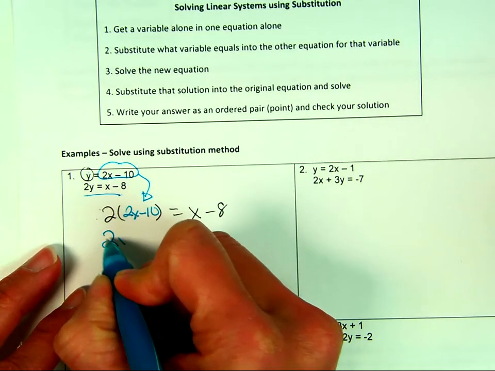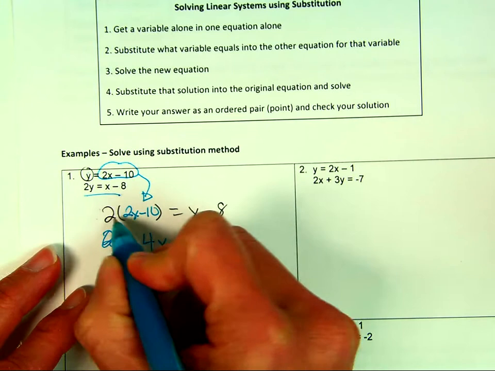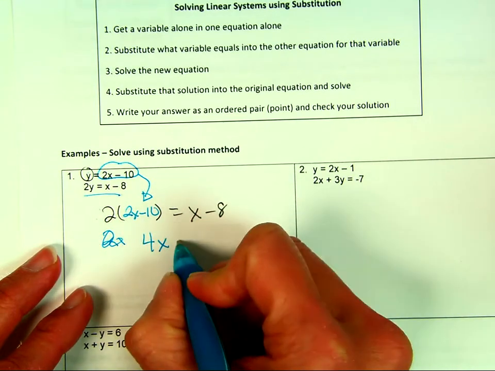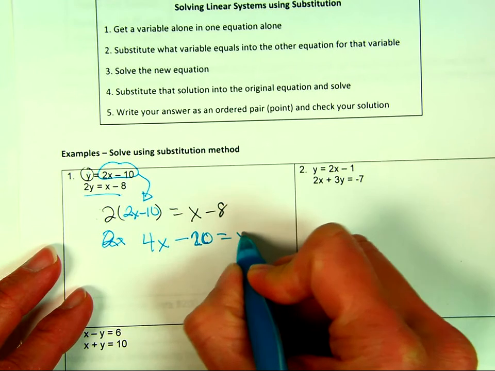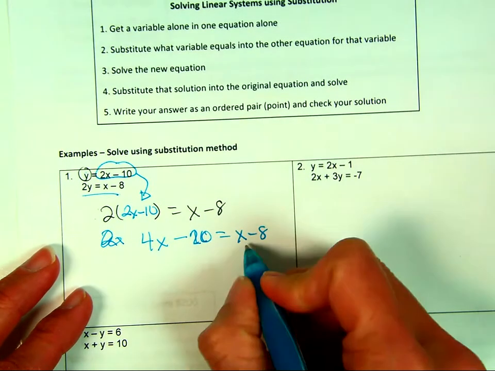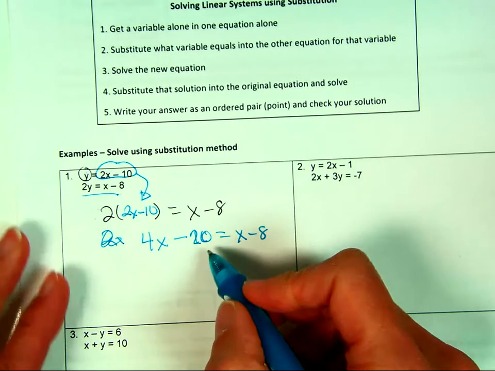And then I'm going to get my math together. So 2 times 2x is 4x. 2 times negative 10 is negative 20. And it equals x minus 8. Now I need to get x. It says solve the new equation. This is my new equation. I'm going to solve it.